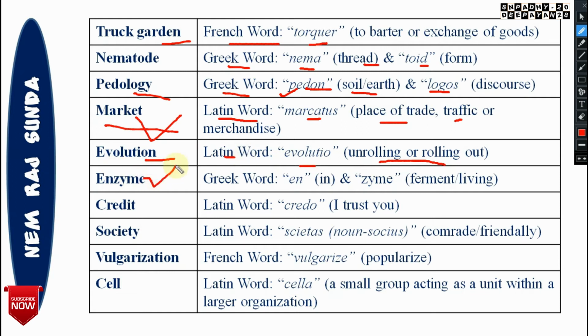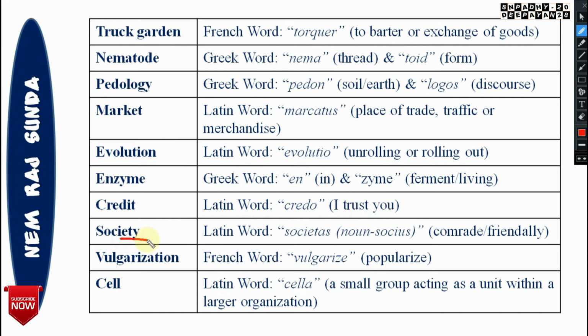Then coming to enzyme, that is from the Greek words en and zyme. The meaning of en is inside, and zyme means ferment or living, so enzyme means in the living. Then credit, from the Latin word credo, which means I trust you. Now society came from the Latin word societas, from the noun socius, meaning comrade or friendly.